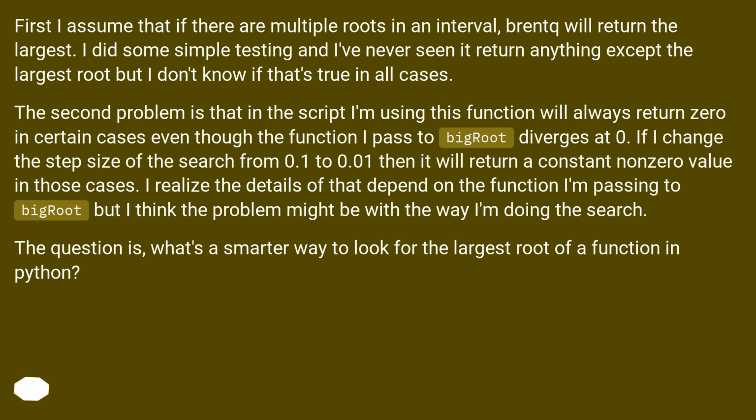First, I assume that if there are multiple roots in an interval, brentq will return the largest. I did some simple testing and I've never seen it return anything except the largest root, but I don't know if that's true in all cases.